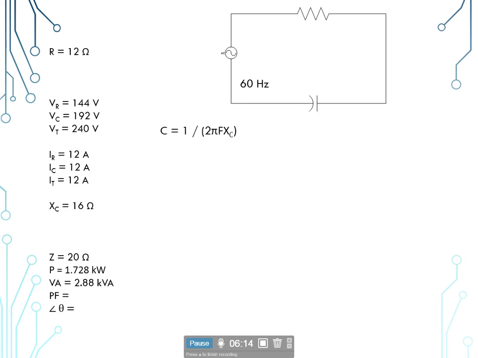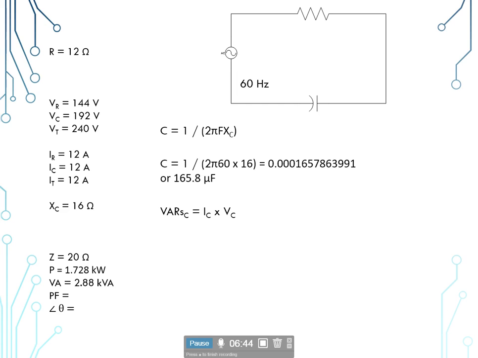Now we're going to look for our capacitance, so we'll use that same formula we've been using, 1 divided by, open your parentheses, 2 pi times your frequency times X sub C. So we have 1 divided by, open our parentheses, 2 times pi times our 60 hertz frequency times 16 ohms capacitive reactance, giving us 165.8 microfarads.